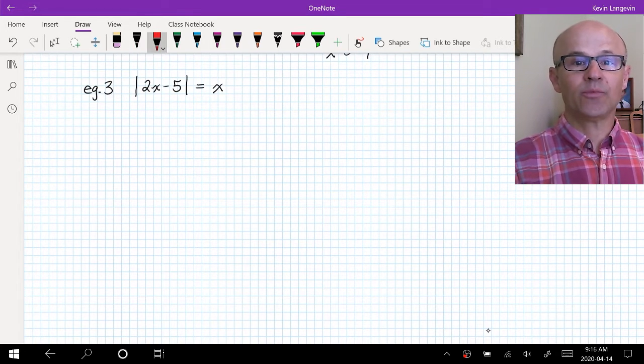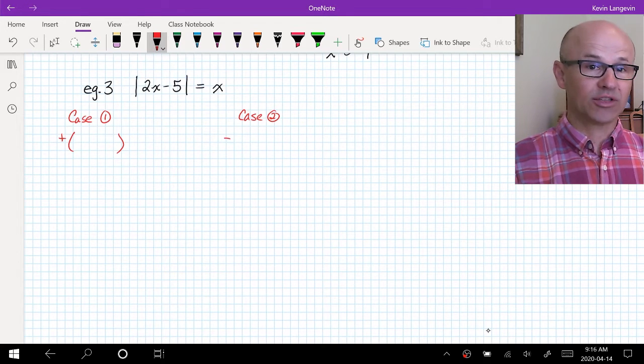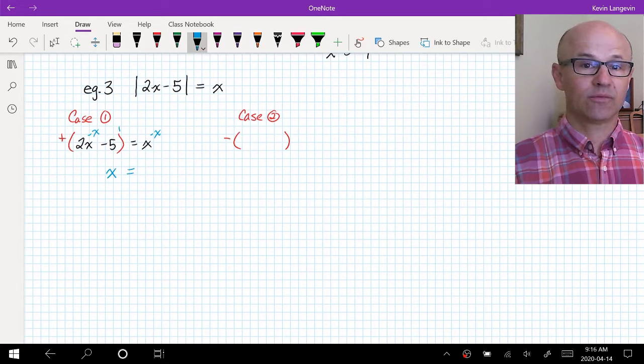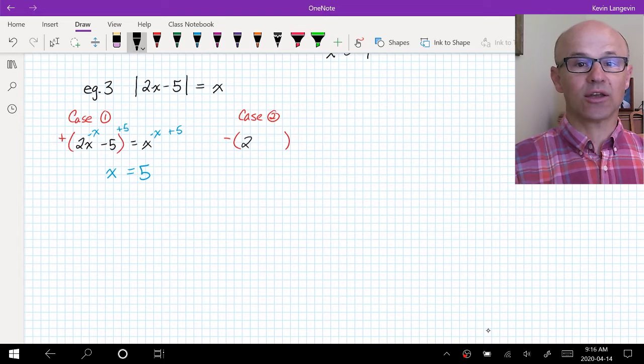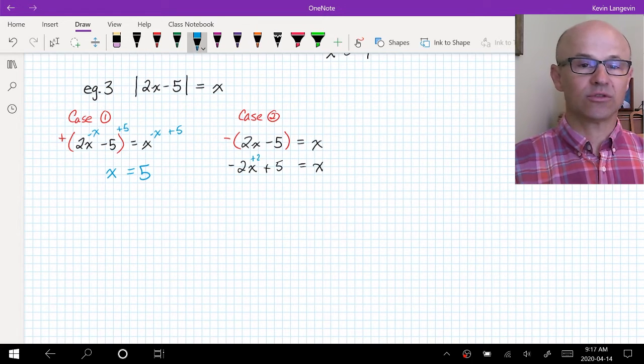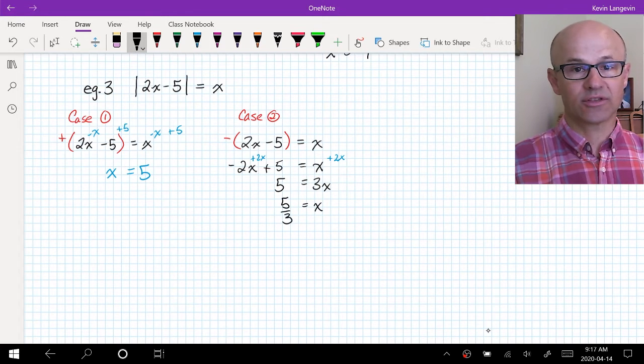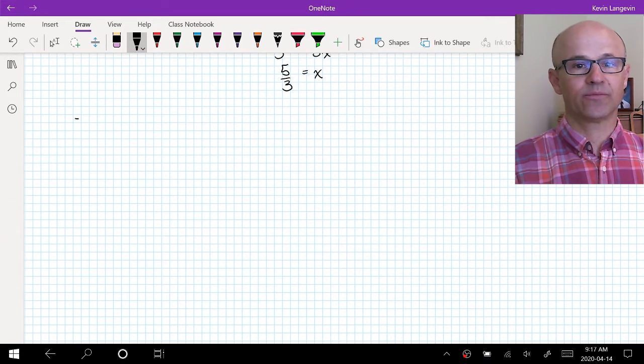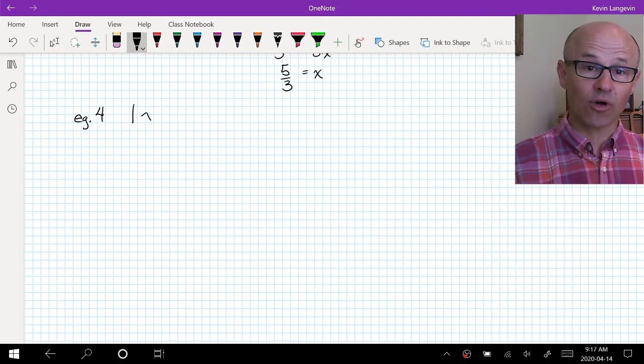Next example, case 1, I'm going to take my 2x minus 5, make it positive. I'm also going to take my 2x minus 5 and make it negative. For each one, I rearrange mathematically. I get two solutions here, x is equal to 5, or x is equal to 5/3. Again, testing both solutions, they work out. Example 4.